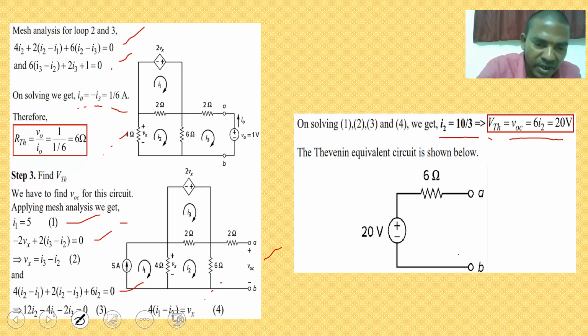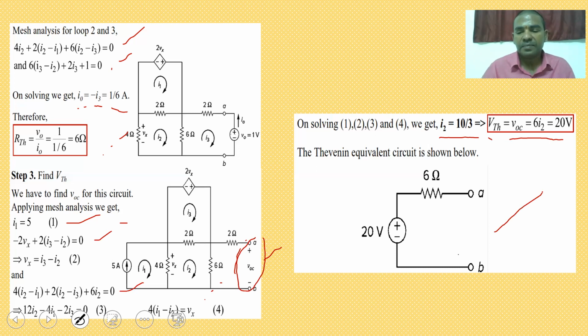Whatever the voltage drop across the 6 ohm resistor with respect to that current, so 6 times I2. So finally you can get 20. So Thevenin's resistance value is 6 ohms. Thevenin's voltage value is 20 volts. This is your equivalent circuit.